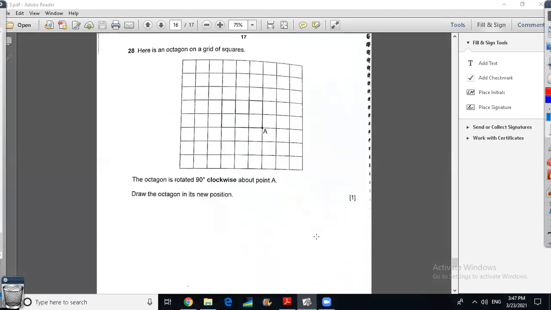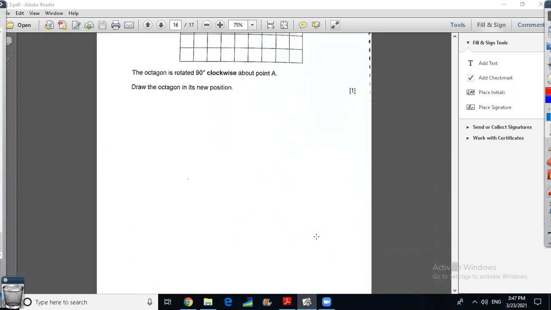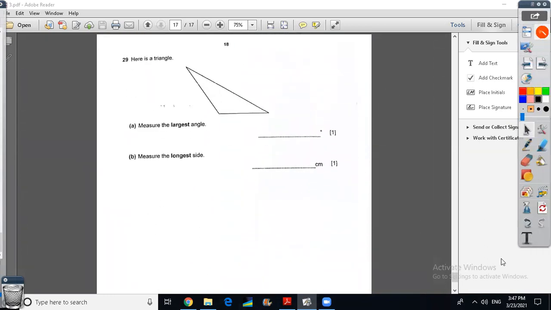Rotation. I taught 6B this today in class. 6A, you're going to learn it tomorrow. Forget about this question for now. The last page.